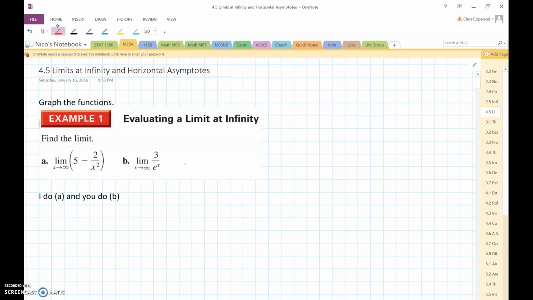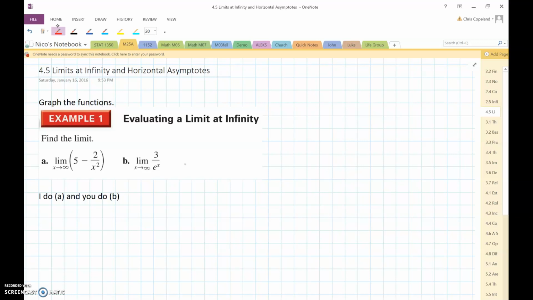4.5 limits at infinity and horizontal asymptotes. We've already talked about horizontal asymptotes, but we'll focus on that again throughout this lesson. So the first example here, example 1: graph the functions, find the limit. So let's look at part A. We have the limit of 5 minus 2 over x squared as x approaches infinity.